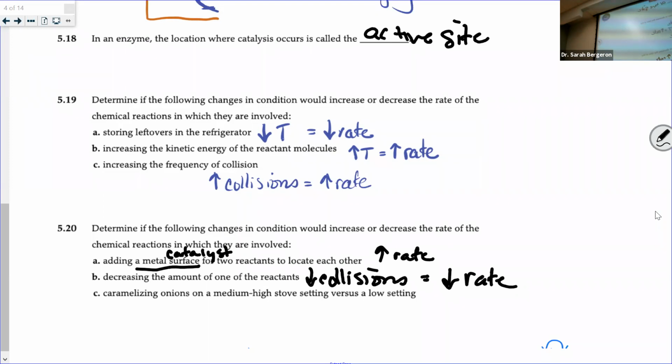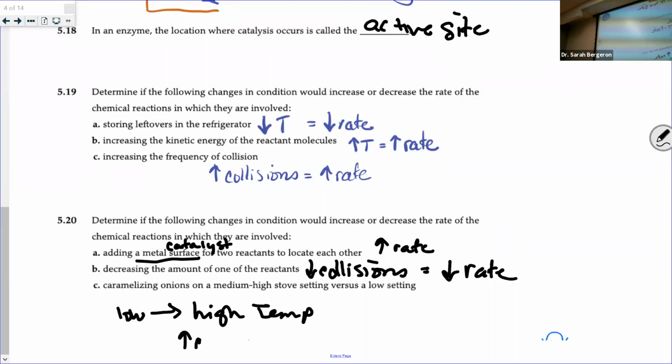All right, caramelizing onions on a medium-high stove setting versus a low. So in this case, we're going from low to high temperature. What's going to happen? We're going to increase our collisions, right? Because things are flying around super fast. And so that is going to increase our rate of the reaction. Okay. I think y'all are pretty good on that.